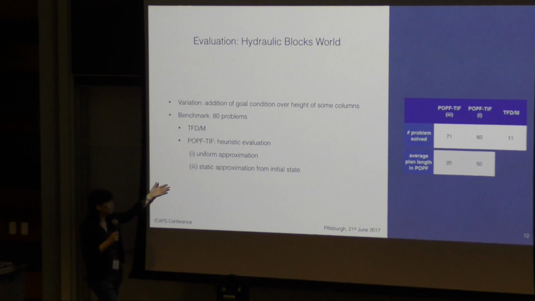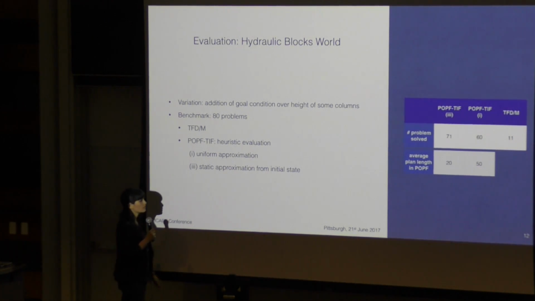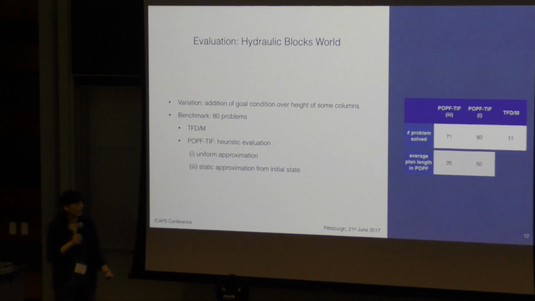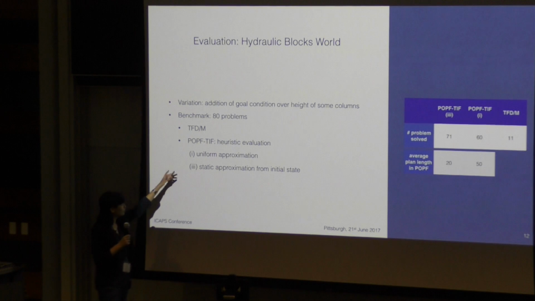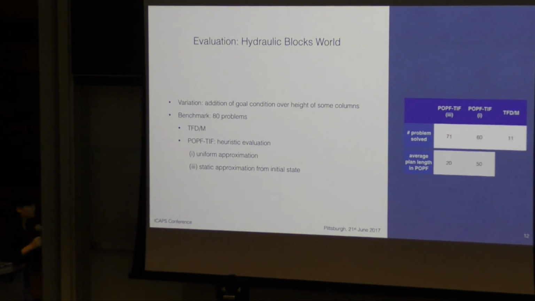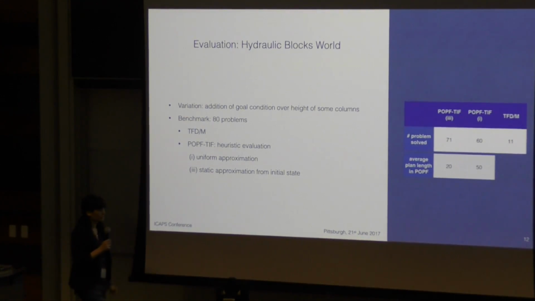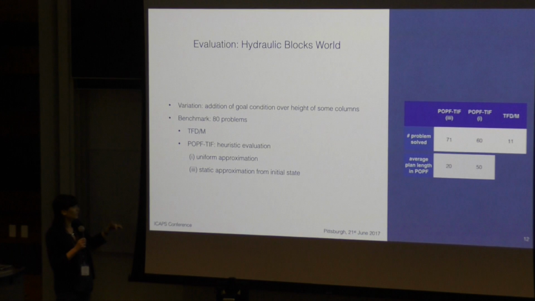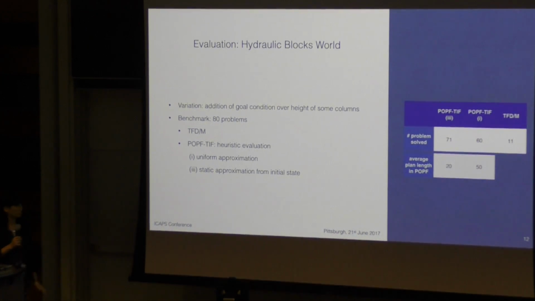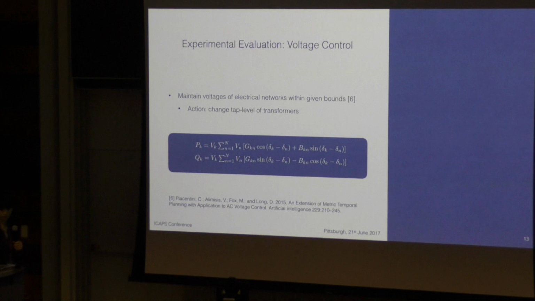But of course, if we use a more accurate approximation, we can actually solve 11 more problems. The main difference between the two settings, the two kinds of approximation, however, is in the solution quality. So for the plans computed by our planner, the average plan length is 50 for the uninformative approximation, while it's 20 for the more accurate approximation.